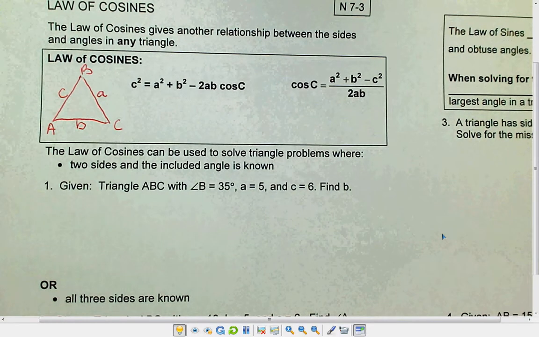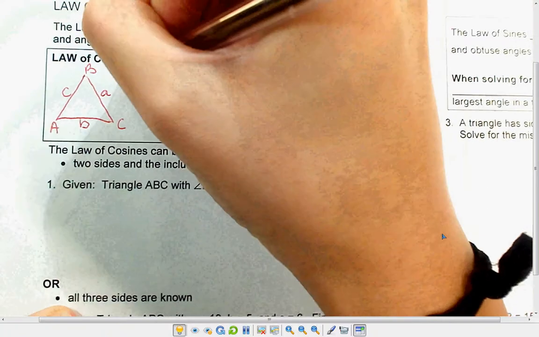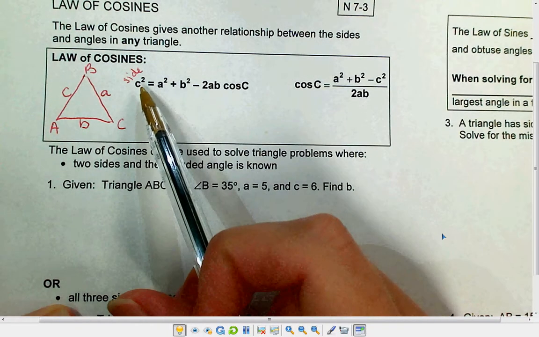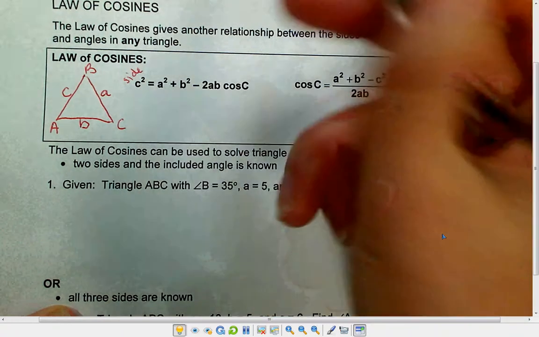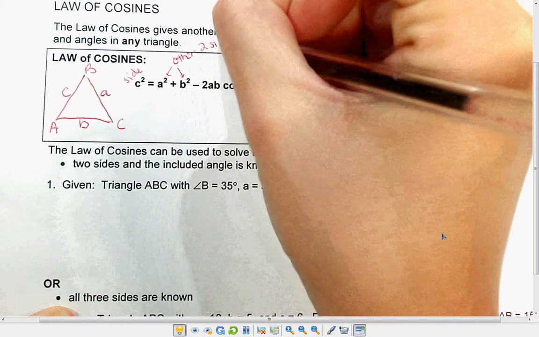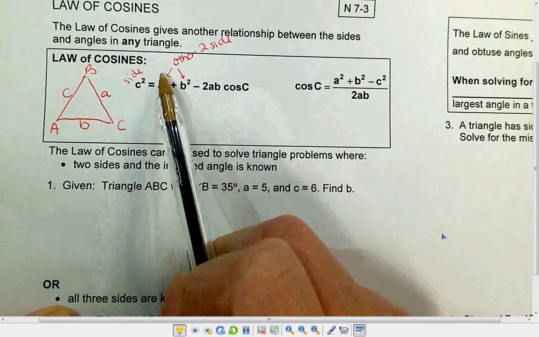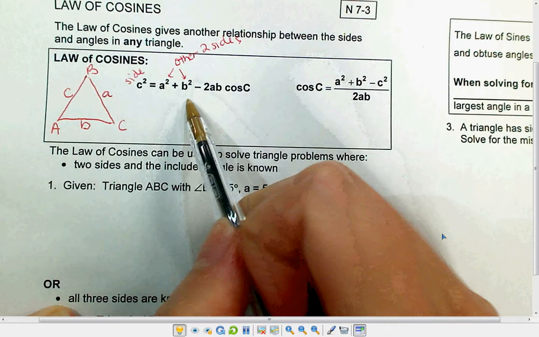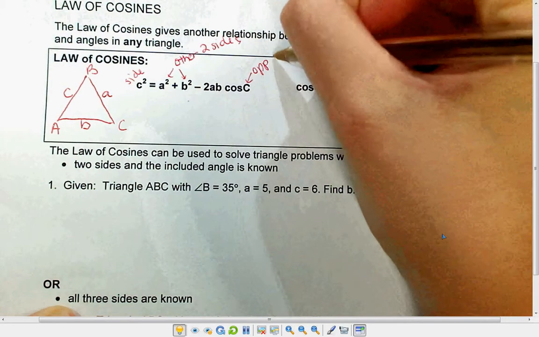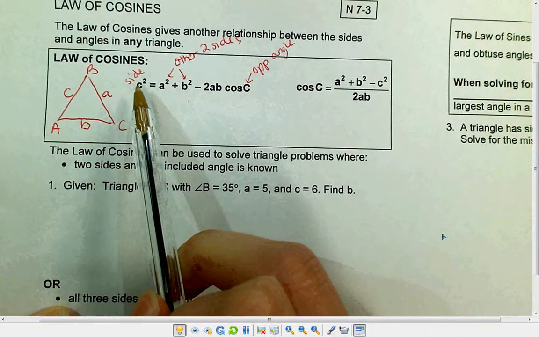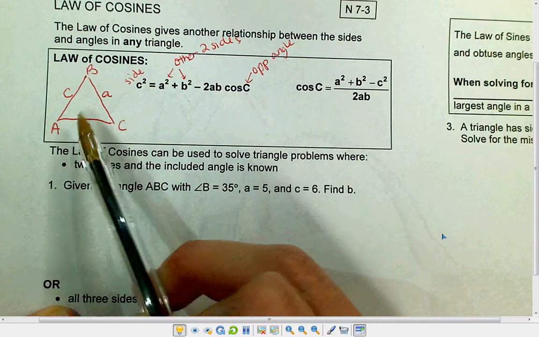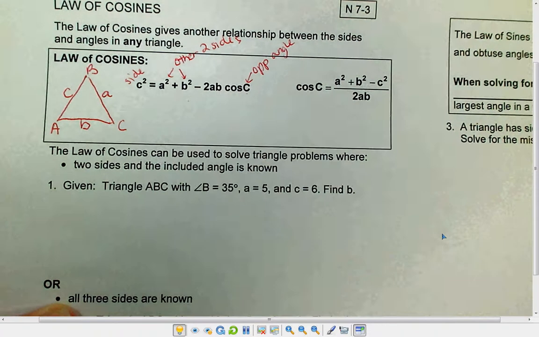The law of cosines tells us that to find any side, so this is little c, this side squared is equal to your other two sides squared, minus 2 times the other two sides again, and then cosine of the opposite angle. So if we're finding side C, this is cosine of big C. So this actually works for any side.